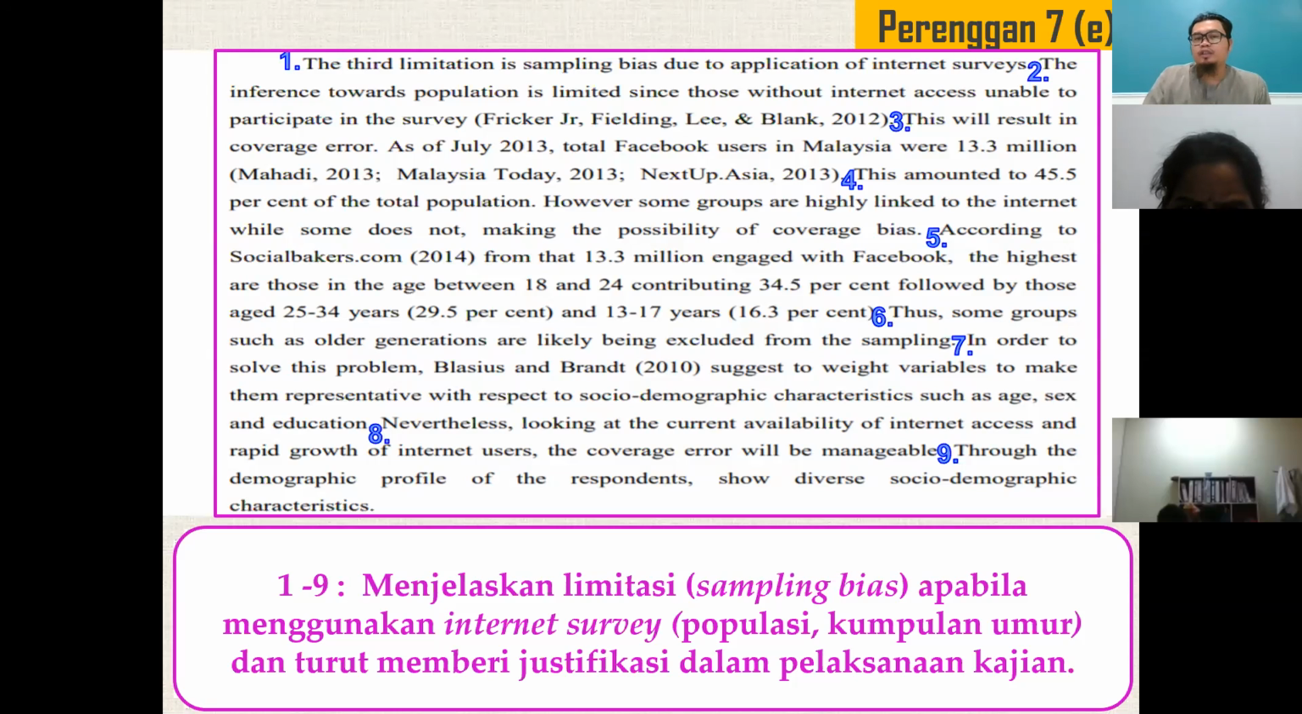Okay, as of July 2013, based on their research, the total Facebook users in Malaysia were 30.3 million. Okay, this amounts to 25.5% of the total population. However, some groups are highly linked to the internet while some are not, making coverage bias possible. According to socialbakers.com, of the 30.3 million engaged on Facebook, the highest group, those aged between 18 and 24, contribute 34.5%, followed by those aged 25 to 34 and 13 to 17.